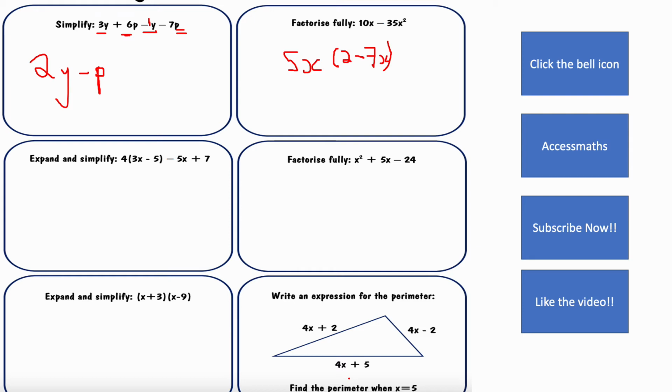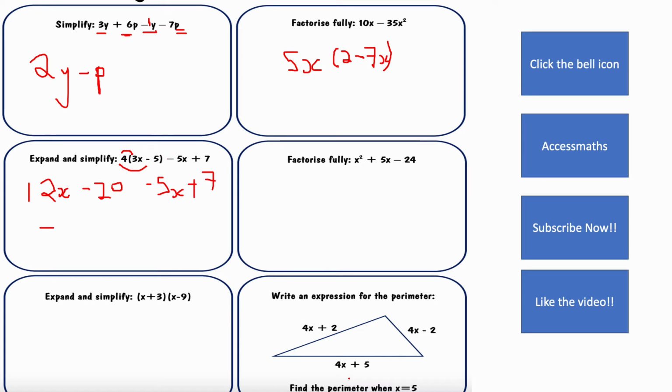Next one, expand and simplify this. So expanding this single bracket, 4 times 3x is 12x, and 4 times negative 5 is negative 20. Take away the 5x and then adding 7. So this part still remains unchanged, the minus 5x plus 7. If I collect the like terms now, sorry, it should be minus 20, not minus 20x, sorry.